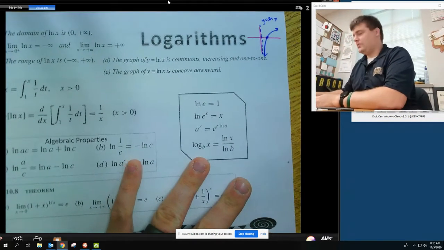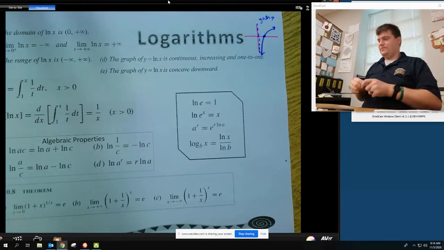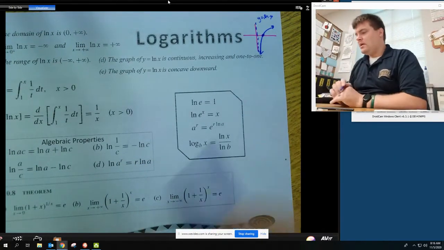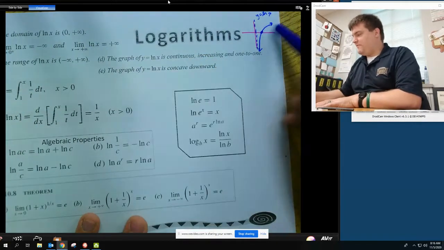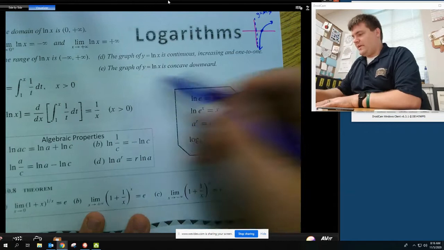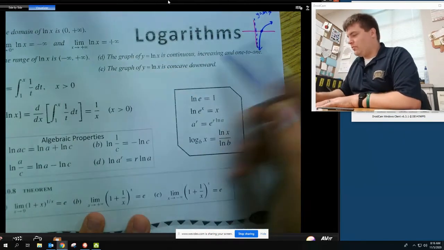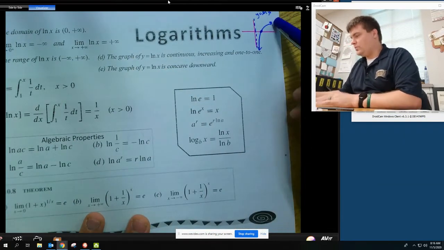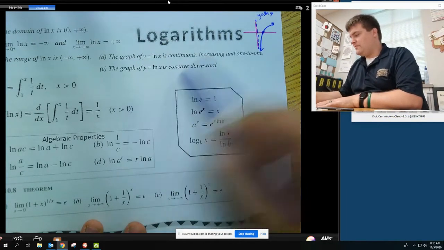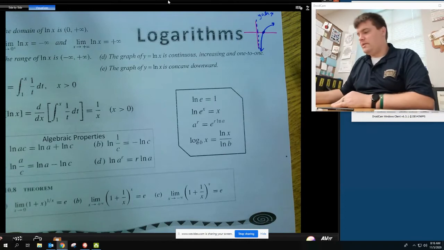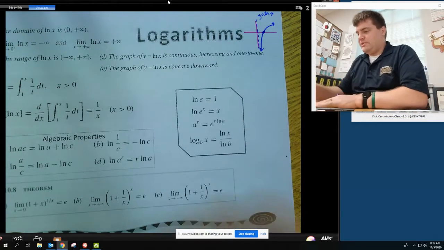All right, so this is what the graph looks like. It's very slowly increasing. Our domain's from 0 out to infinity. As you approach 0 from the right, we're going down to negative infinity. As you approach infinity, it's going to go to infinity. Our range actually covers everything. The graph is continuous and increasing and 1 to 1, which means it has an inverse. And then it's concave down. You just look at it. It's concave down.